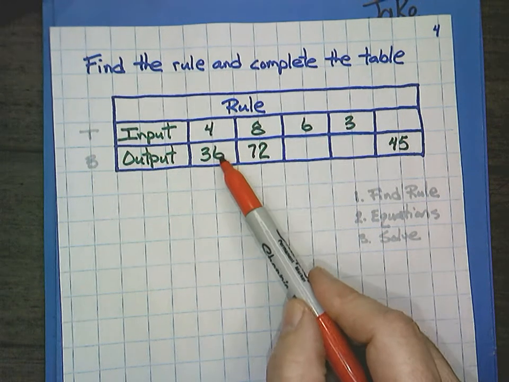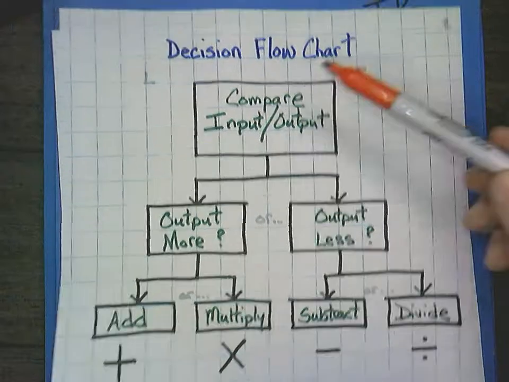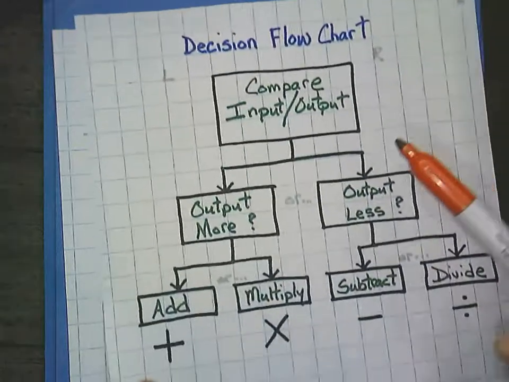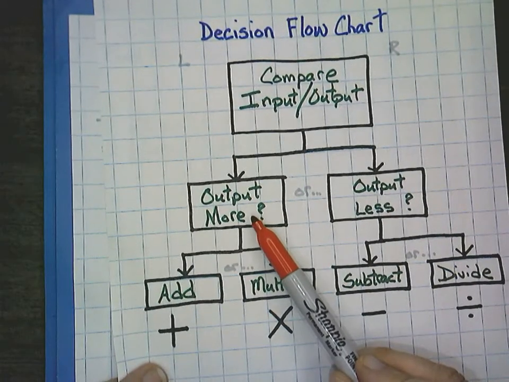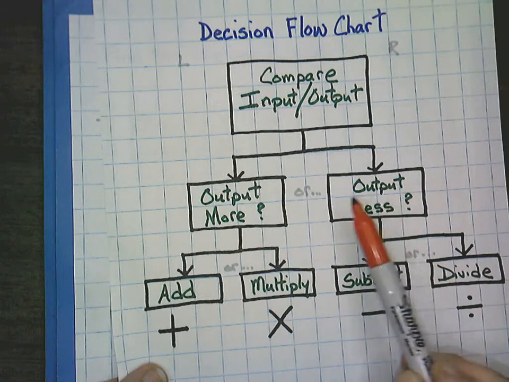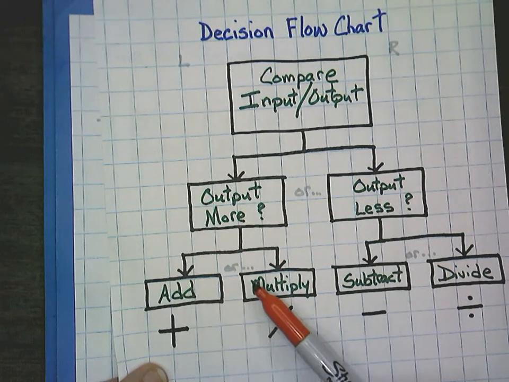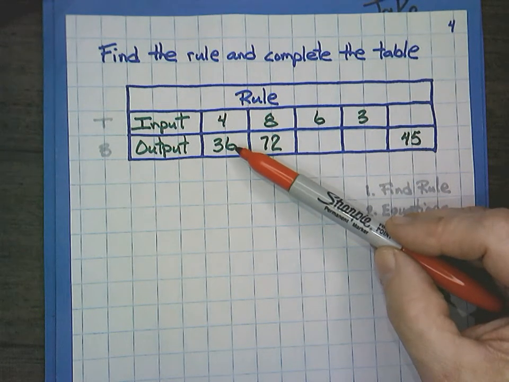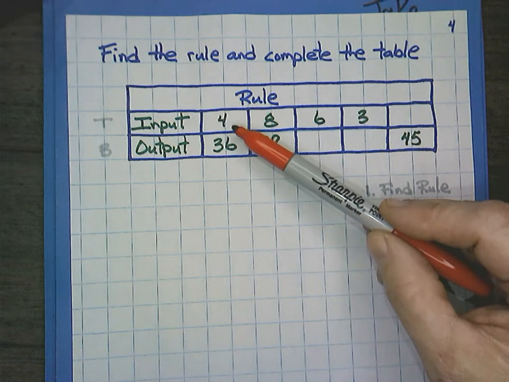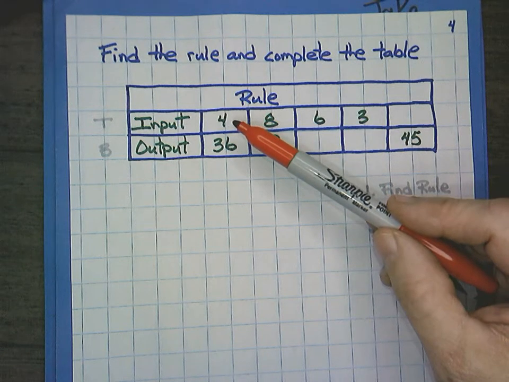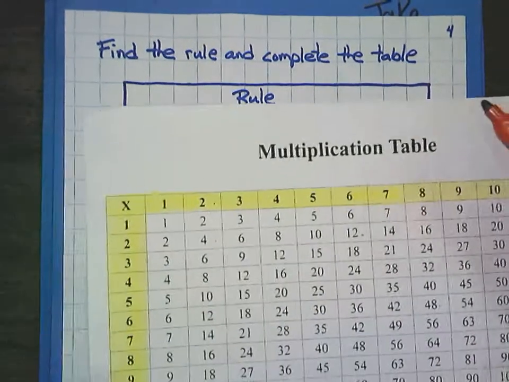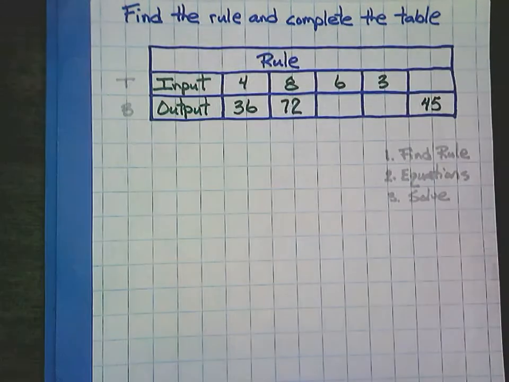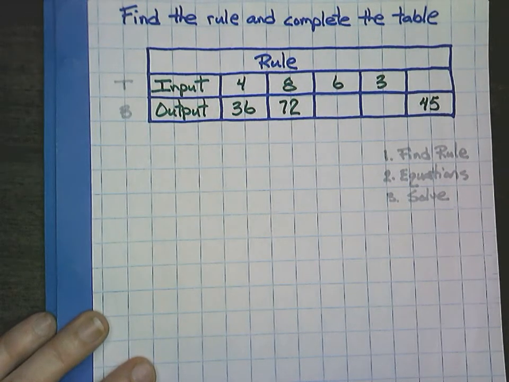And when I use my decision flowchart, when I compare, I see that when I start with 4 and go to 36, my output is more. So I've eliminated these. My choices are either to add or to multiply. When I'm looking at 4 and 36, it could be a rule of add 32, but I know from multiplication that 4 times 9 is equal to 36. So I expect that this is probably a multiplication rule.